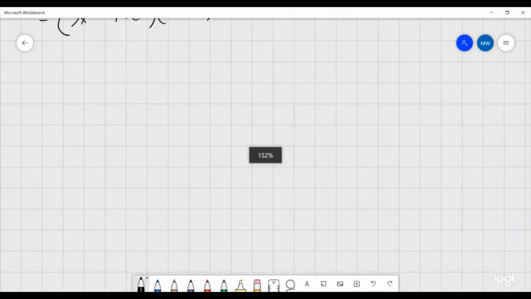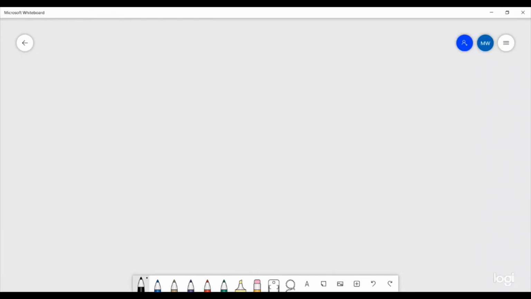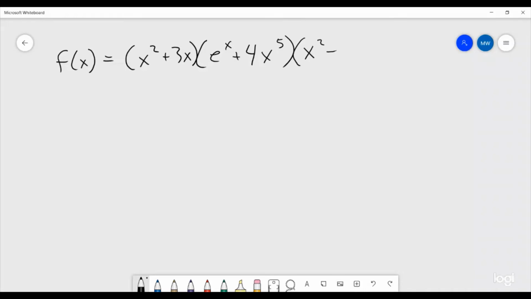Now, it could get a little bit more complicated if suppose we're taking the derivative. Here, let's say instead that f of x is equal to x squared plus 3x times e to the x plus 4 x to the fifth times x squared minus 2x minus 7. Here we have three functions all multiplied together. So what we're going to do is we have to clump this up into two pieces so we can use the product rule. So I am just going to clump them like this.